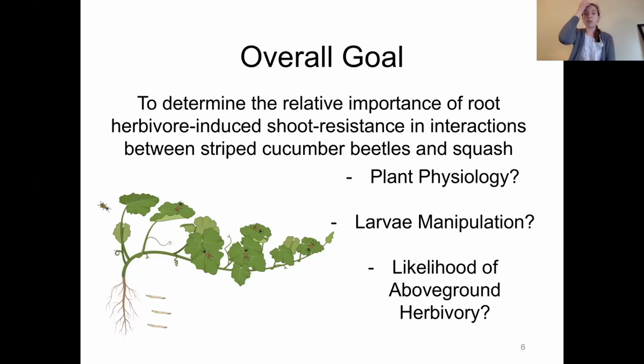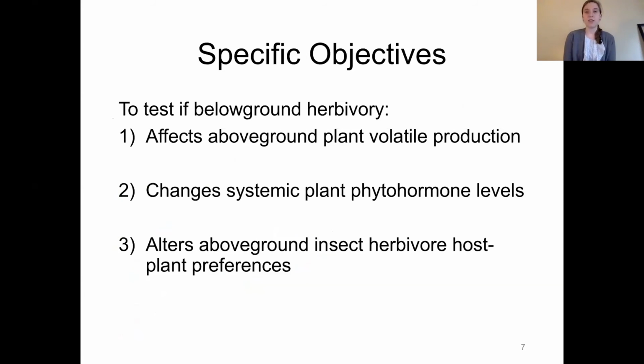My specific objectives that I tested across a variety of experiments that I want to share with you all today were, first, thinking about if below ground herbivory affects the above ground production of plant volatiles. As I mentioned earlier, plant volatiles are really important signaling molecules in above ground plant insect interactions. And then second, looking at if plant systemic phytohormone levels change as a result of below ground herbivory. So again, do these defense signaling molecules in the above ground portion of the plant change as a result of below ground herbivory?